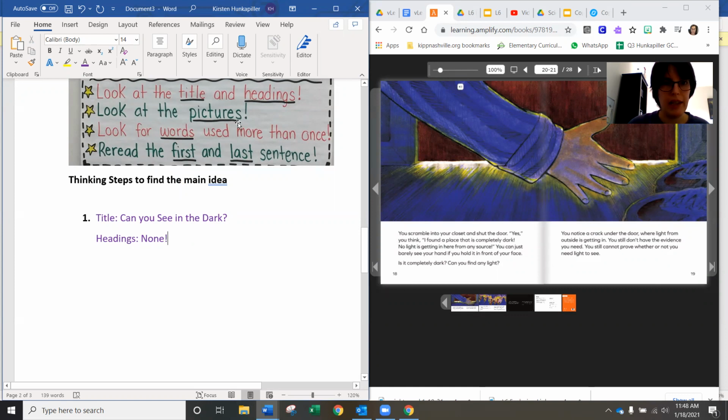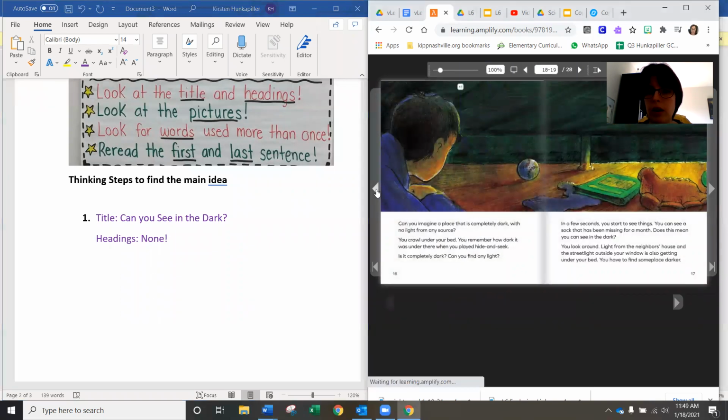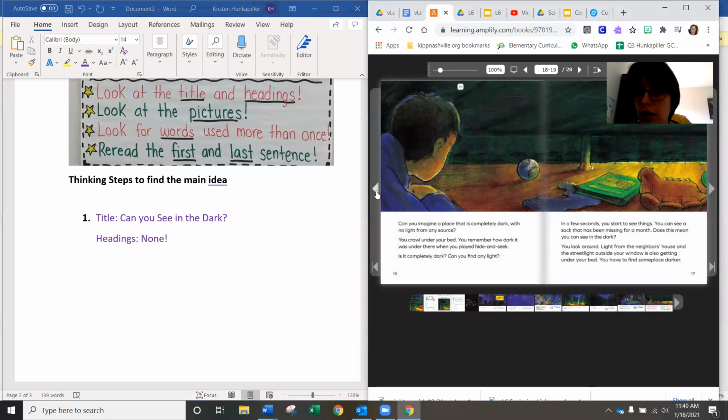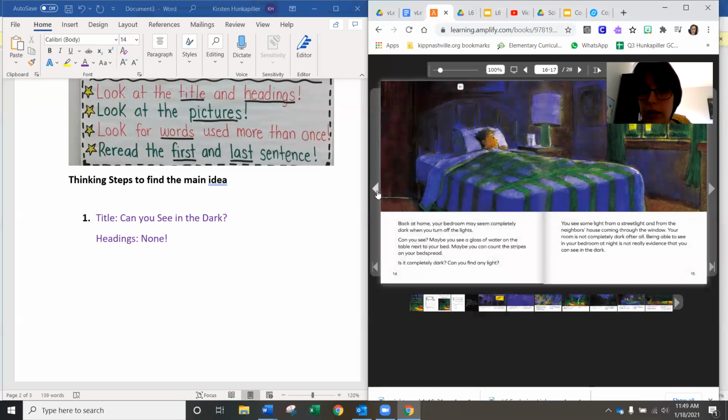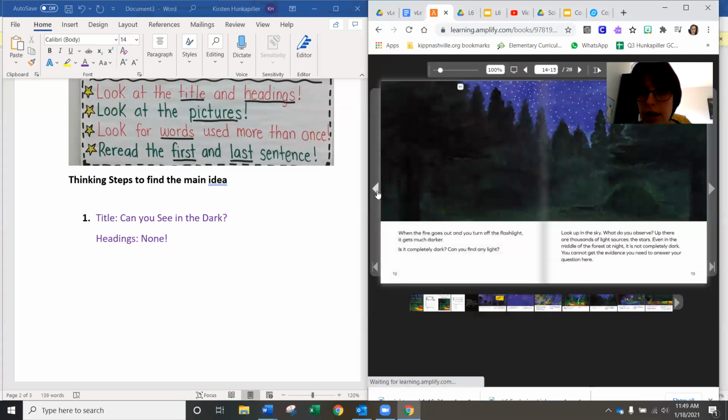Let's look at step 2 up here. Look at the pictures. All right, let me look in the book and look at some of the pictures. Right here, I see the hand in front of the door. There's some light coming through. Right here, I see the boy under the bed, and there's some light also. Here he's lying in bed and there's light. Ooh, I see. What do you see in this picture?